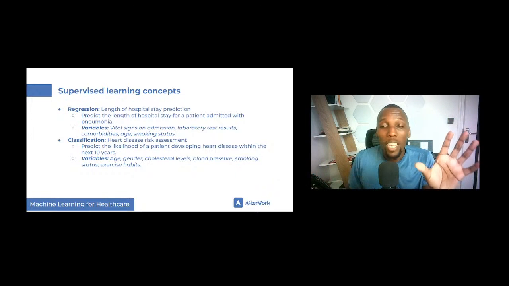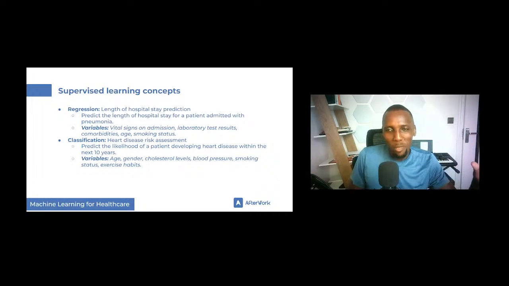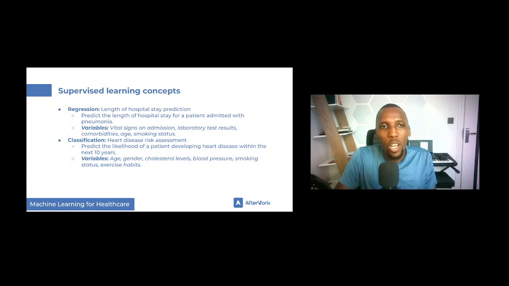So on the left branch, where you have supervised, you have regression, another branch, and sub-branch, another one called classification. So supervised learning involves what is called regression and classification, and regression involves being able to make prediction for a numerical variable, while classification involves being able to make some prediction of a categorical variable. So for regression, we would be talking about say, for instance, we would want to predict the length of hospital stay for a patient admitted with pneumonia.